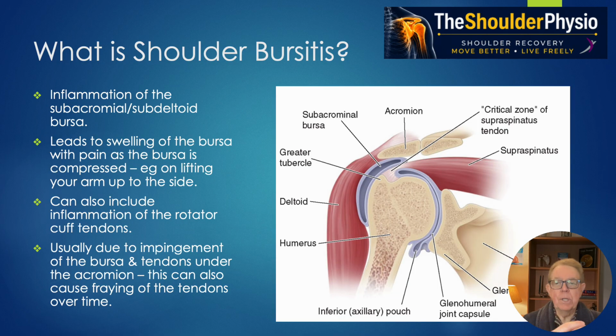So what is bursitis of this shoulder bursa? Well, bursitis, anywhere in your body, is where that bursa becomes inflamed. The walls of that bursa, instead of being really thin, can become thickened, and the fluid inside the bursa can increase dramatically. So whenever that inflamed bursa gets compressed, like when you lift your arm up to the side, it's going to cause pain, and sometimes a lot of pain.